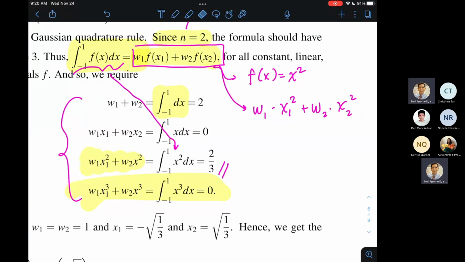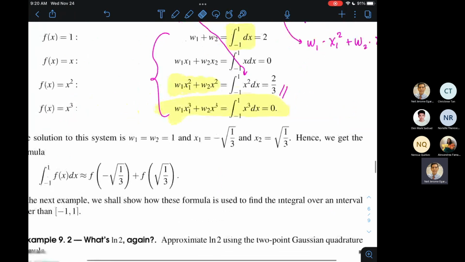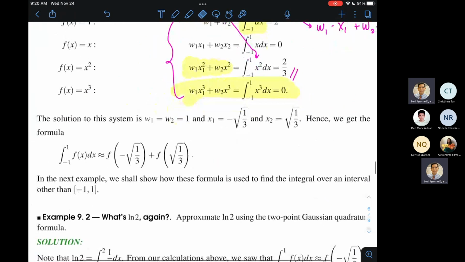Now we got this solution from MATLAB. Pinili ko yung pangalawang quadruple doon. Ang x1 ko ay negative root of 1/3, which is the same as negative square root of 3 over 3. Okay? And then si x2 ay ito. Tapos si w1 at saka si w2 ay parehas equal kay 1. So that means these are the desired abscissas and these are the weights associated with them.